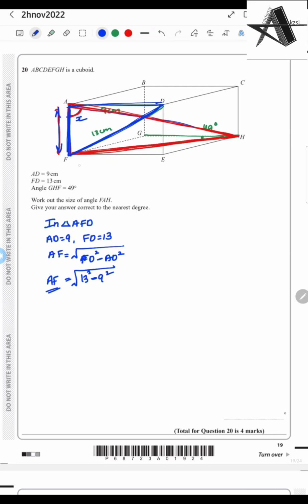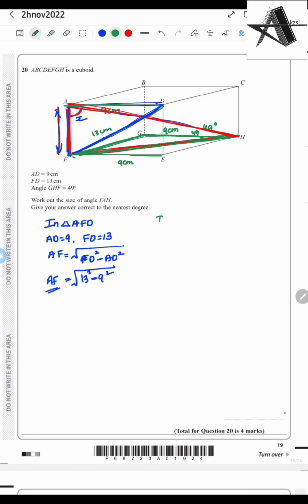Then in this red triangle that I have drawn at the beginning, I need one more side. Either AH will work or FH will work. I think FH is simpler to find because we already have GH and an angle between them. So let me see this triangle. In this triangle, this angle we have 49, GH, which is parallel to 9 centimeters. Clearly, if AD is 9 centimeters, FG is going to be 9 centimeters as well, and GH is going to be 9 centimeters as well.